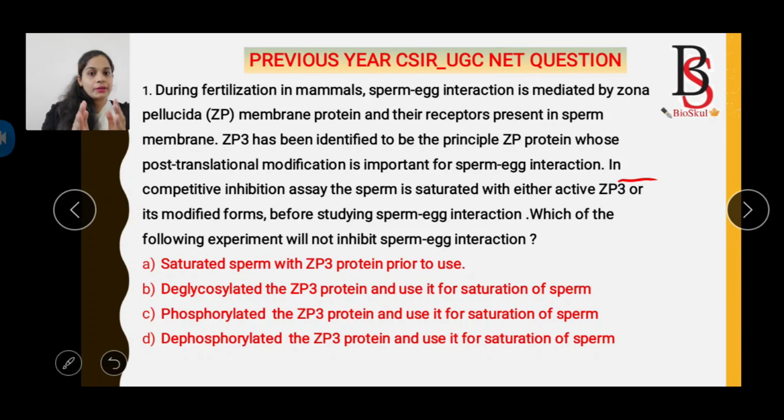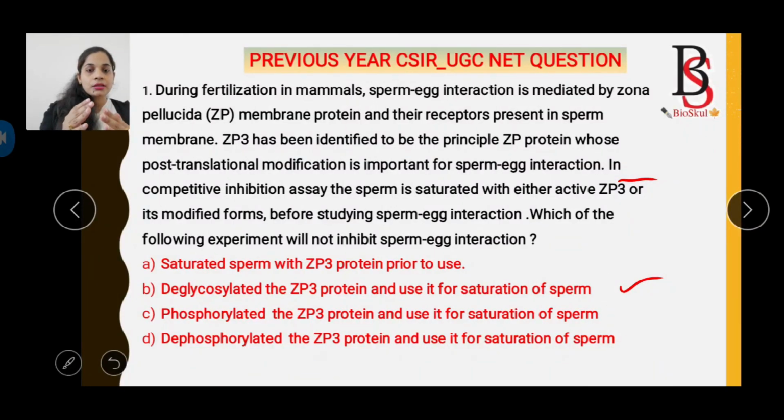In competitive inhibition, what happens? Both the substrate and the inhibitor compete with each other to bind to the active site. Here, the sperm is already saturated with, or bound to, ZP3. So which of the following experiments will compete with that ZP3, but cannot inhibit the sperm-egg interaction? The answer will be option B, deglycosylated ZP3 protein used for saturation of sperm.